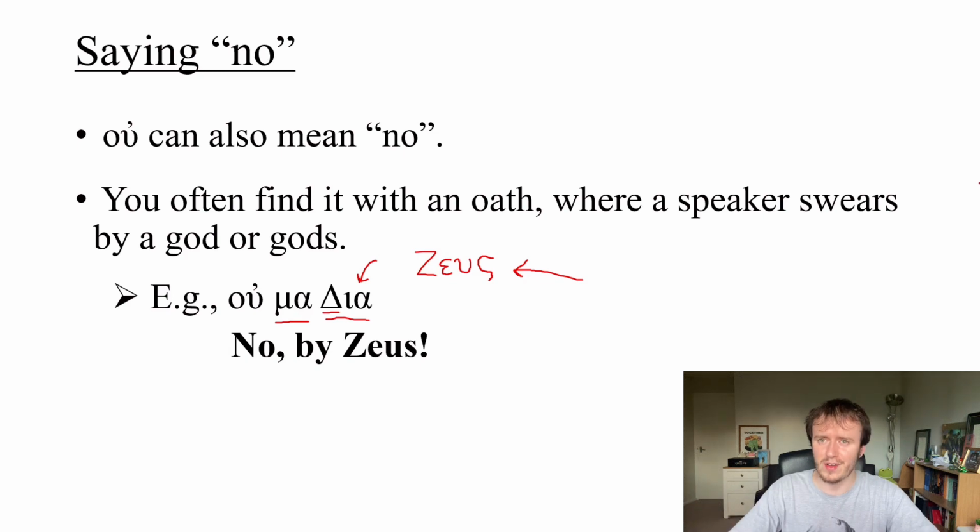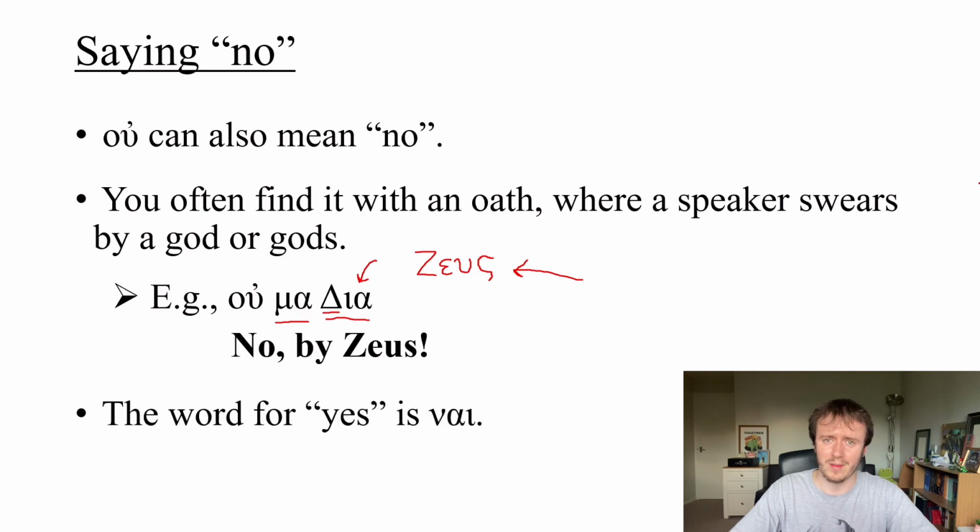And while we're at it, I should tell you what the word for yes is. The word for yes is nai. Nai. So if you want to say yes, you say nai. If you want to say no, you say ou.